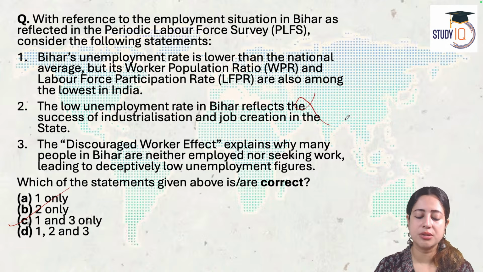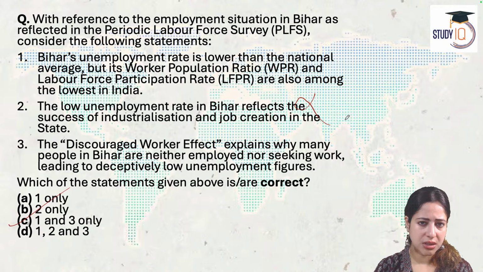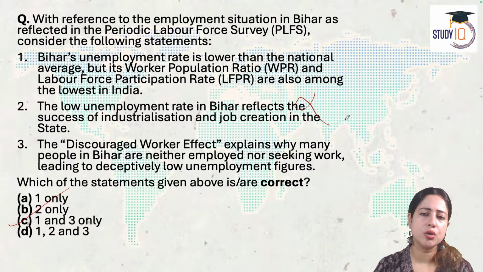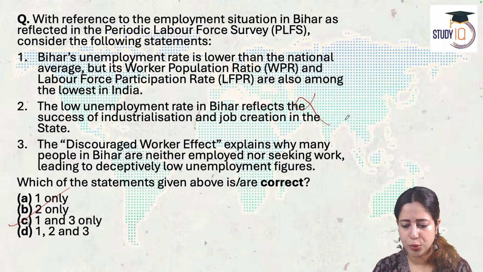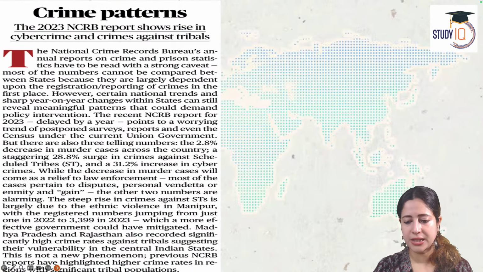The second statement is not right. In Bihar, we do not have industrialization as much as we should have. That's why everything is below the national average. Labor force participation also, workforce ratio also, women participation also, and salaried employees are also only 8%. Very good morning, my dear Vansh. Okay, so C is the right answer. Very well answered. Very good.